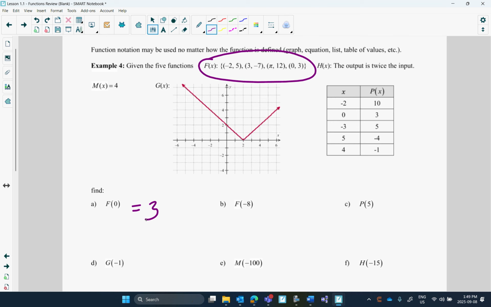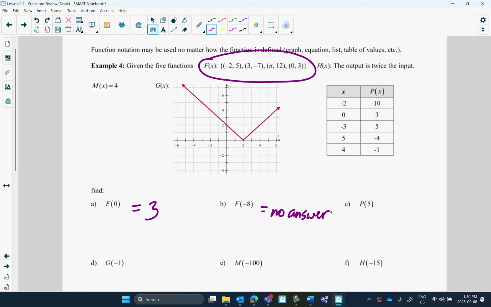What's f of negative 8? Do you see a negative 8 for x? No, that means there's no answer to this. Or we can say undefined, or you can just say there's no answer because there's nowhere in these points, these coordinate pairs, where x is negative 8, so I can't answer it.